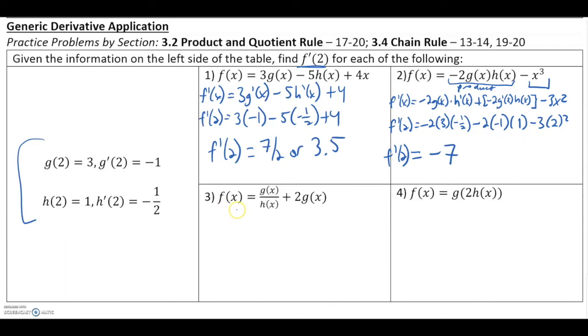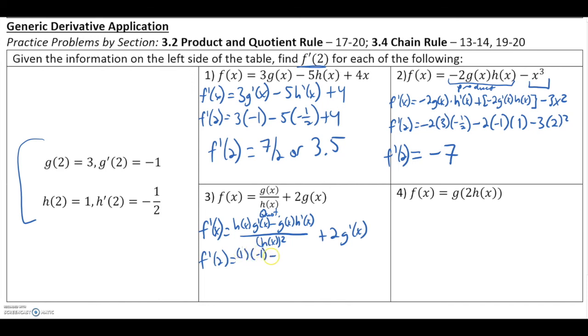In 3, f of x equals g of x divided by h of x. There's a quotient right there. Minus 2g of x. Just an extra derivative being added on that we have to take care of. So f prime of x, let's take care of the big one first. Bottom times derivative of the top, minus top times derivative of the bottom, all over the bottom function squared, plus 2g prime of x. Substituting a 2 would give us a 1 from h of 2.